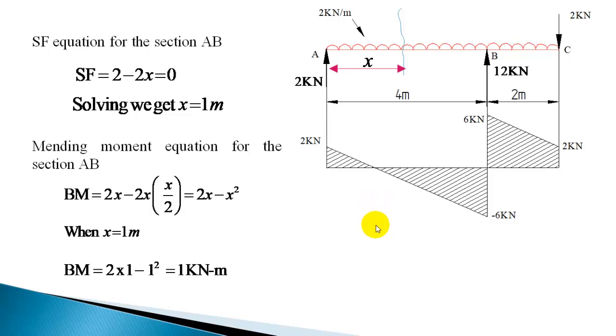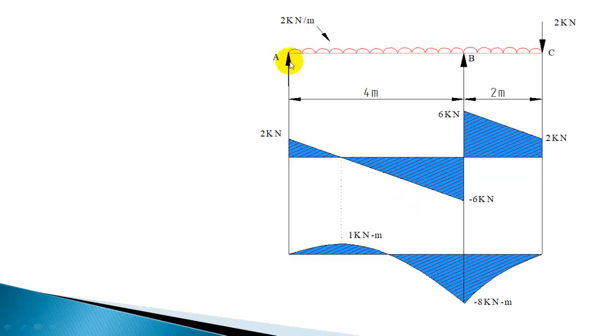Now you can plot the bending moment curve. Under UDL, the bending moment will vary parabolically, with a peak corresponding to this point where shear force is 0. So you will get a peak here, then it decreases to minus 8. So the variation is parabolic with a concave side down.